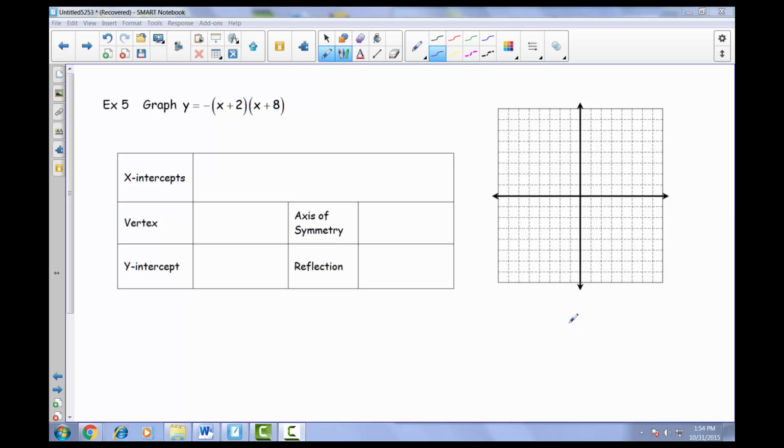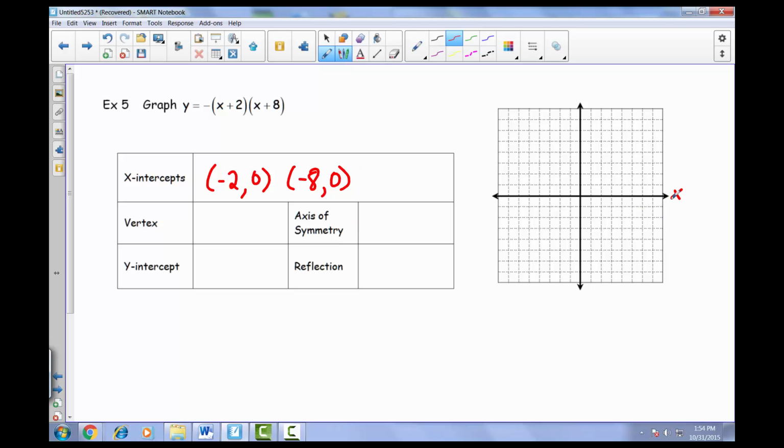Here we're looking at example 5 from our 4.2 set of notes. We're asked to graph this intercept form parabola. Just starting off with the x-intercepts, we're going to take the opposites of the values inside of here. So that would come out to be -2, 0. And again, taking the opposite of this one comes out to be -8. The y value is always 0 for x-intercepts.